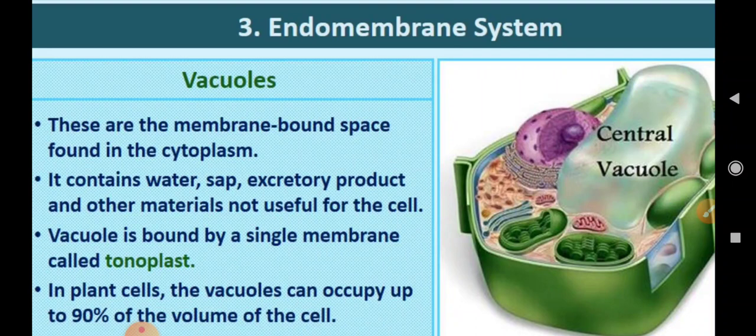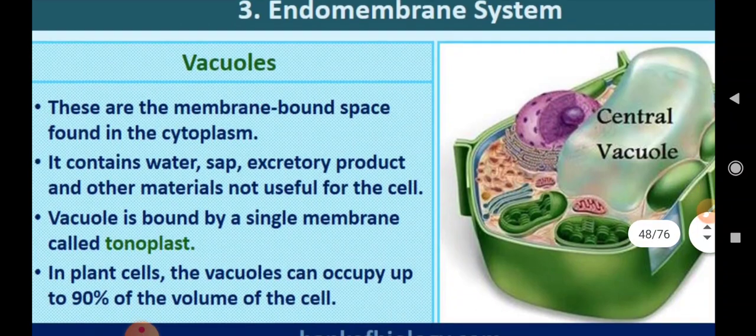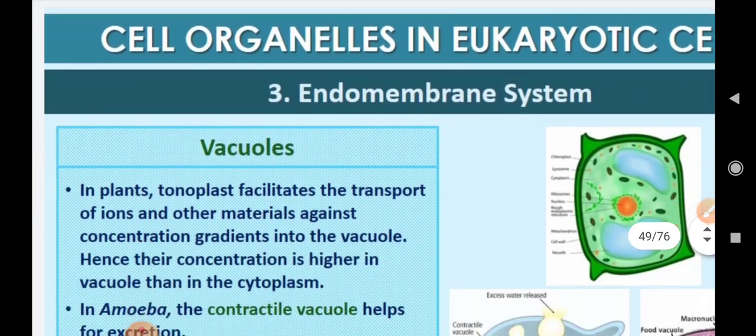But if you look at the other eukaryotic cell, the animal cell especially, you will see vacuoles are present, but the number is more and the size of the vacuole is small. So this is the basic difference between plant and animal cell vacuoles.